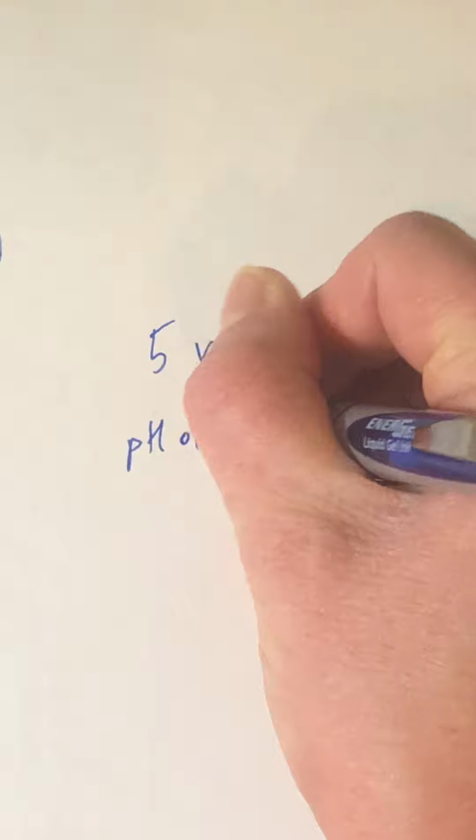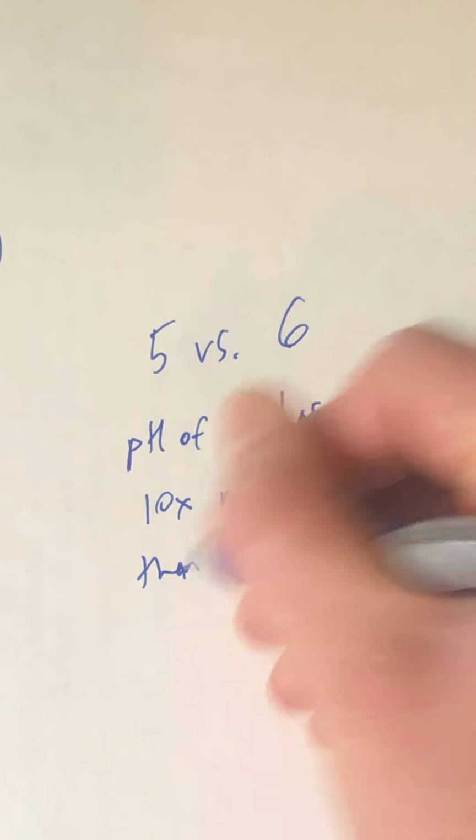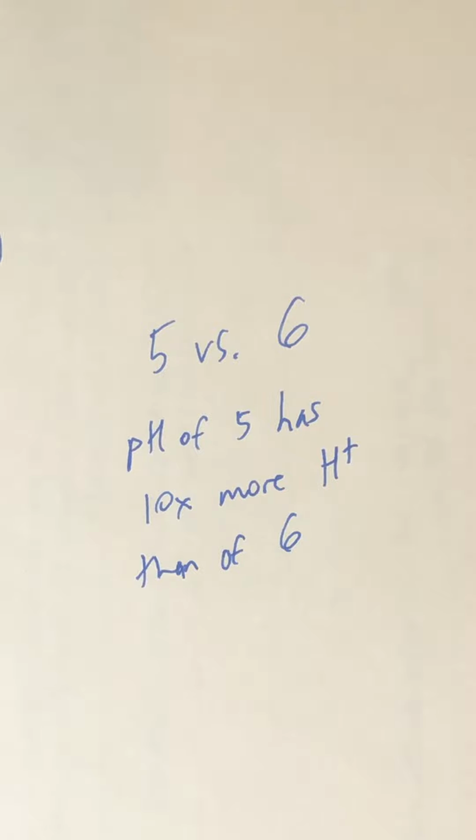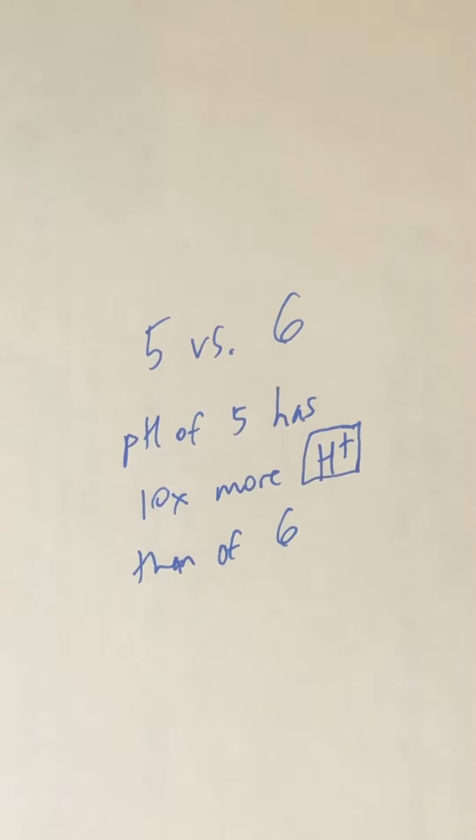Hopefully you concluded that something with a pH of 5 has 10 times more hydrogen ions than a pH of 6, because it's more acidic, so we'd refer to hydrogen ions. I could say something like the 6 has 10 times less hydrogen ions than the 5, or 10 times more hydroxide ions than a 5 as an alternative. But I like to just kind of keep it easy, especially when people are learning.